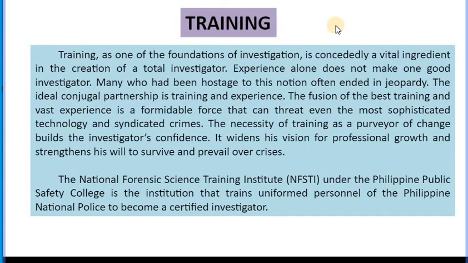So, the National Forensic Training Institute or the NFSTI, here in the Philippines, under the Public Safety College or the PPSC. Meron tayong NFSTI, okay? Which is under the PPSC of the Philippines. It is the institution that trains uniformed personnel of the Philippine National Police to become certified investigators. Hindi po kasi lahat ng mga nagpupulis agad-agad investigator na. If you want to be part of the investigation team, kailangan mag-train ka muna dito sa NFSTI under ng PPSC. Okay po? Do you have questions?